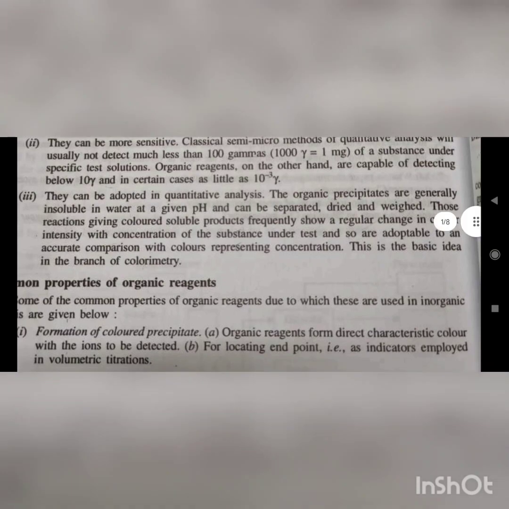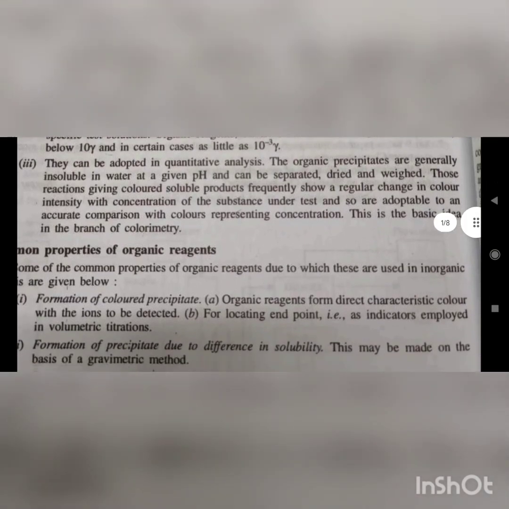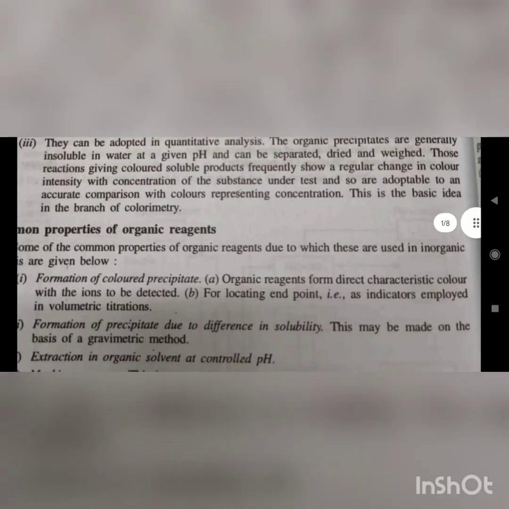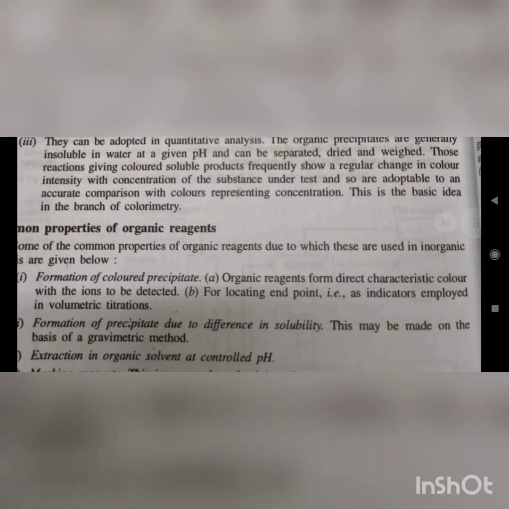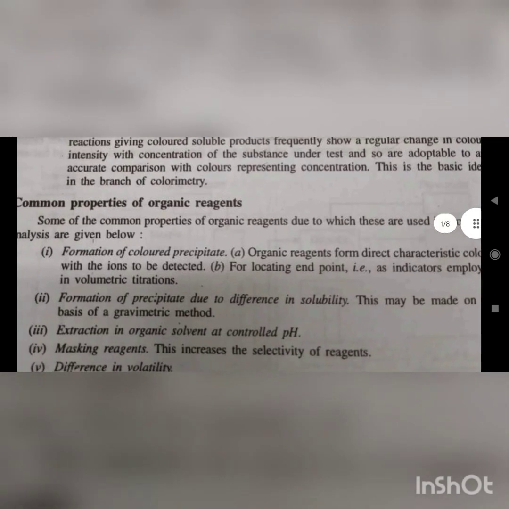They can be adopted in quantitative analysis. The organic precipitates are generally insoluble in water at a given pH and can be separated, dried, and weighed. Those reactions giving colored soluble products frequently show a regular change in color intensity with concentration of the substance under test, and so are adaptable to an accurate comparison with colors representing concentration. This is the basic idea in the branch of colorimetry.